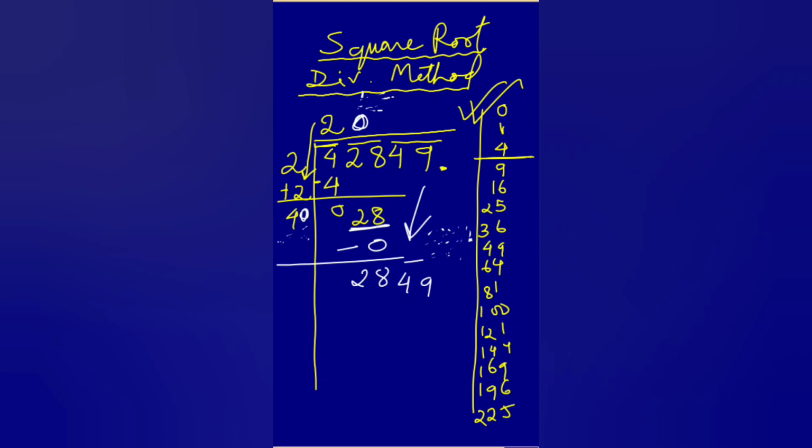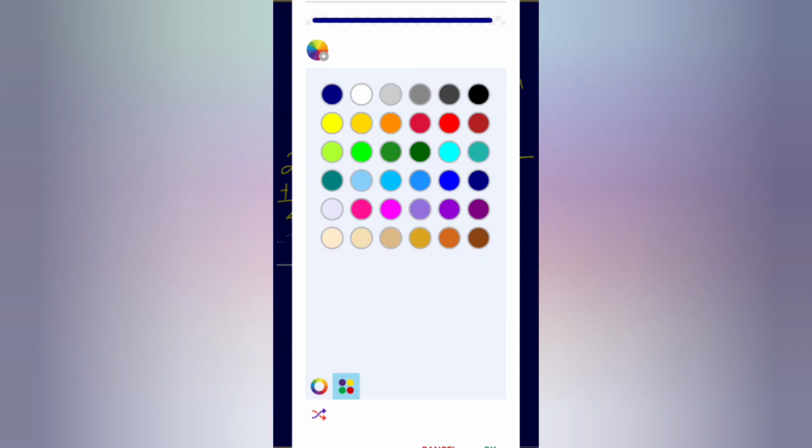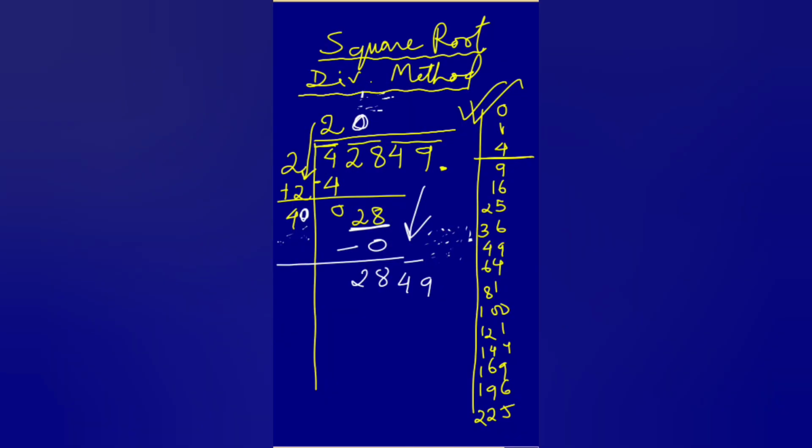And then let me use another color. Which color do I use? White. Okay. Now what should I do now? This 0 comes here and I add and I get 40.